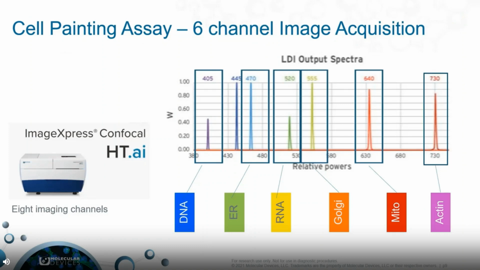And we were able to do this using the ImageXpress Confocal HT.ai. This instrument uses a laser light source and is capable of imaging up to 8 channels, which makes this imager highly suitable for multiplex or highly multiplex applications such as cell painting. This figure on the right shows the spectral characteristics of the laser light source, and the detection of the different cell compartments are also indicated.